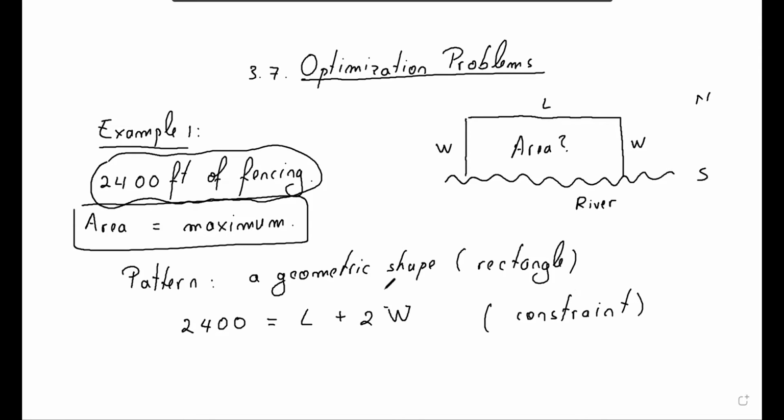So the length and the width couldn't just be anything. You couldn't have a length of 100 and a width of 100, because that would be a total amount of fencing of 100 plus 100 plus another 100 plus 100, which is 400, right? But we need 2,400 feet of fencing, right? So that's giving us the constraint.